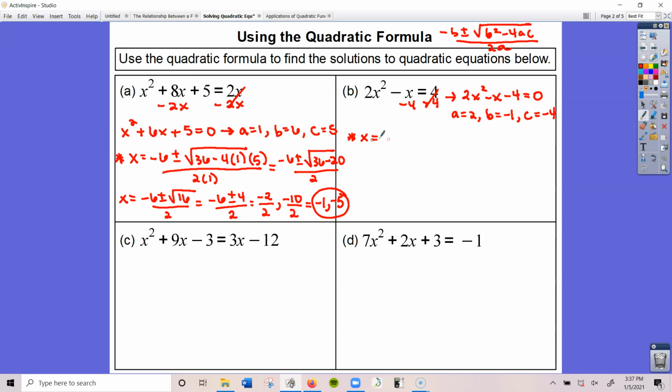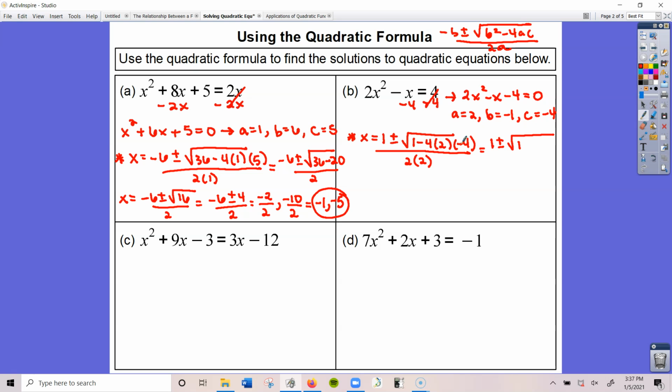So x would equal negative b. Since b is already negative, we make it positive, plus or minus the square root of b squared. Negative 1 squared is a positive 1, minus 4 times a, which is 2, times c, which is negative 4, and everything is over 2 times a, which is 2. Now let's work this out a little bit. So we have 1 plus or minus the square root of 1. Then here we have negative 4 times 2 is negative 8.